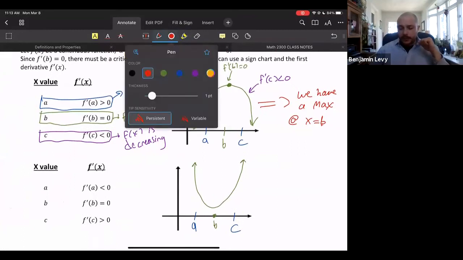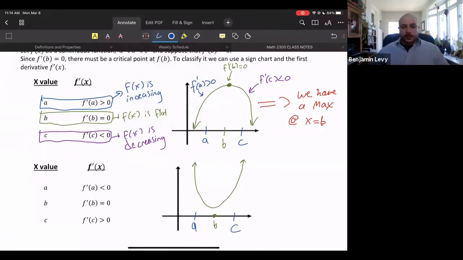Okay, questions before we finish that part? Maybe I'll do this one a little bit less detailed.